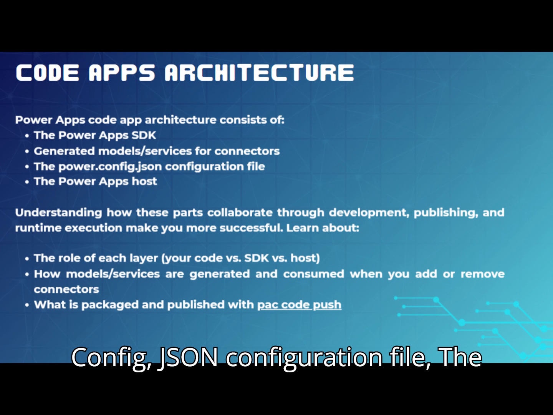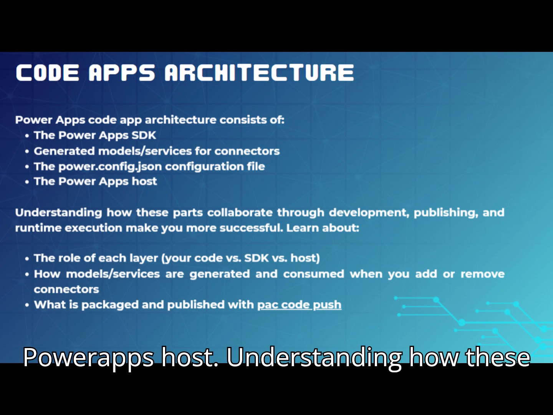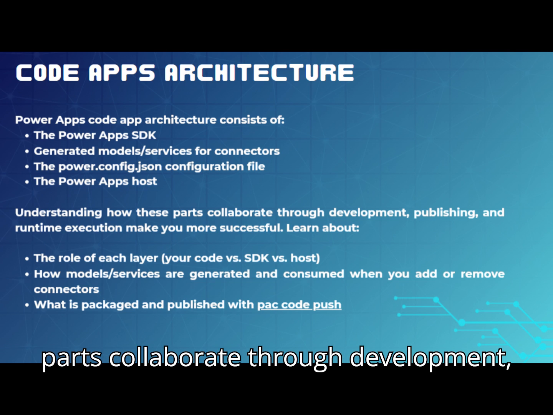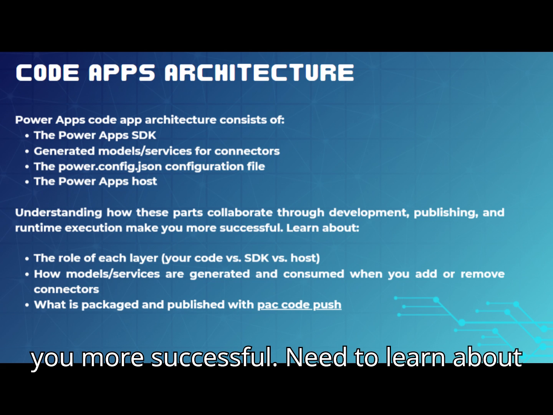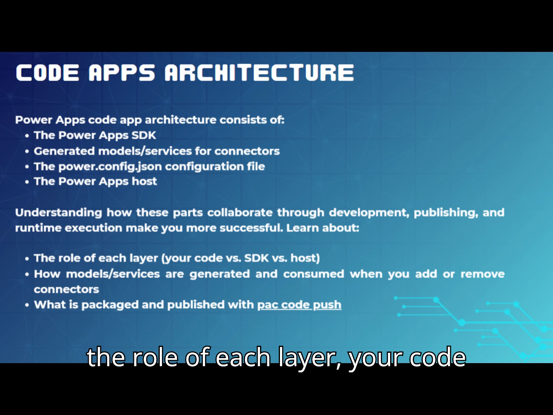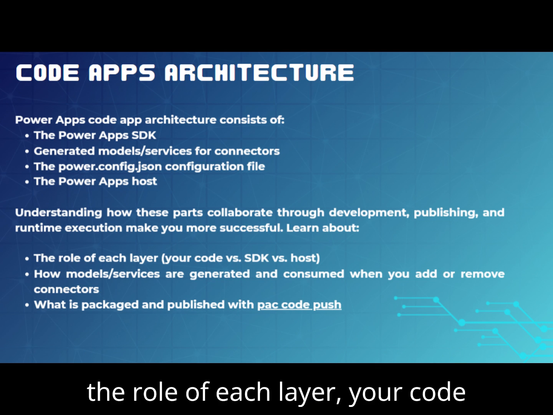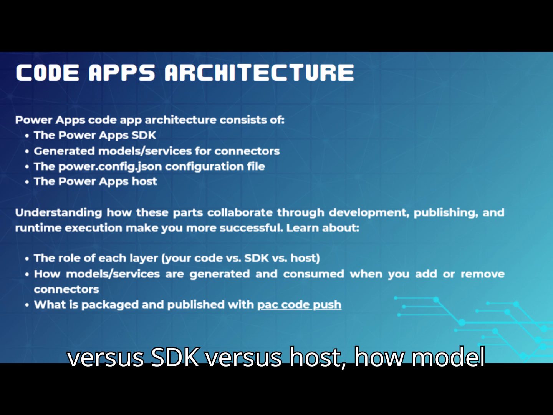Let's see code apps architecture. Power Apps Code App architecture consists of the Power Apps SDK, generated model services for connectors, the power.config.json configuration file, the Power Apps host.